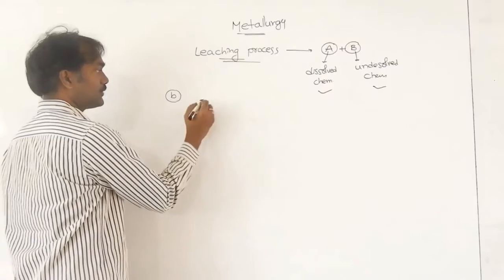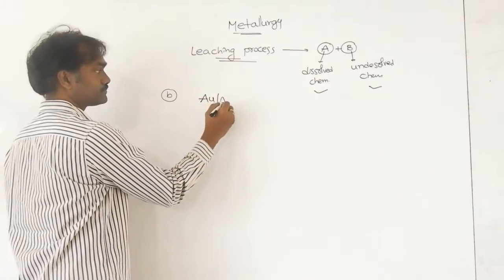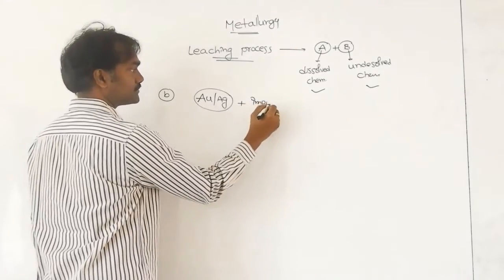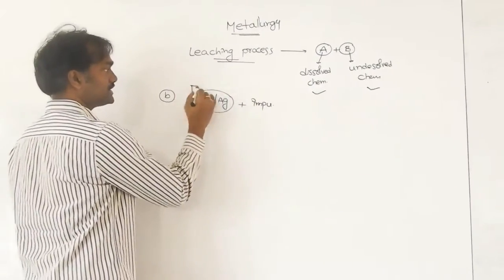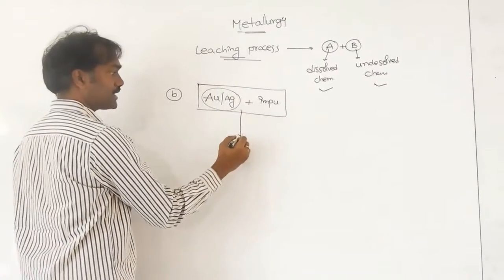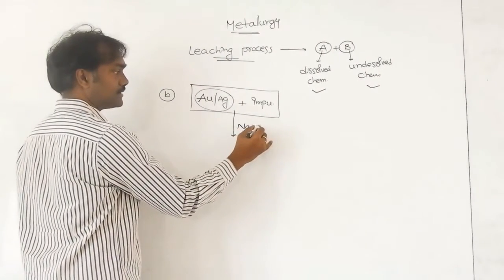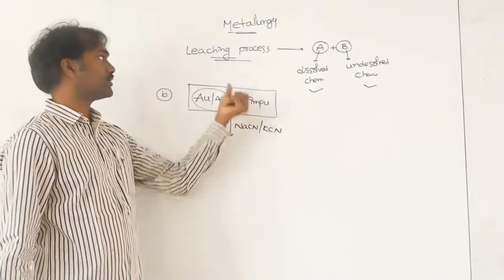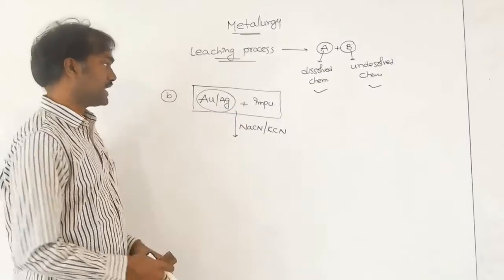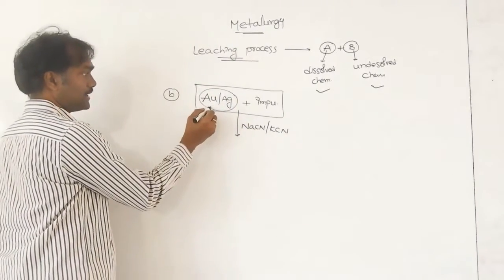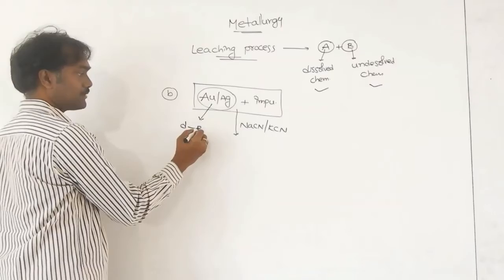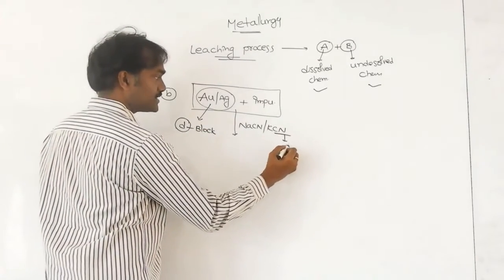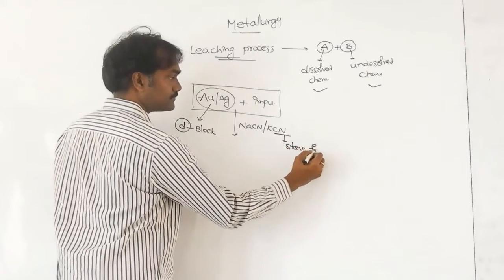Next, another example: gold and silver with impurities. This combination is treated with NaCN, otherwise KCN, the leaching compound in the extraction of gold and silver. See, gold and silver are d-block elements, and cyanide is a strong field ligand.